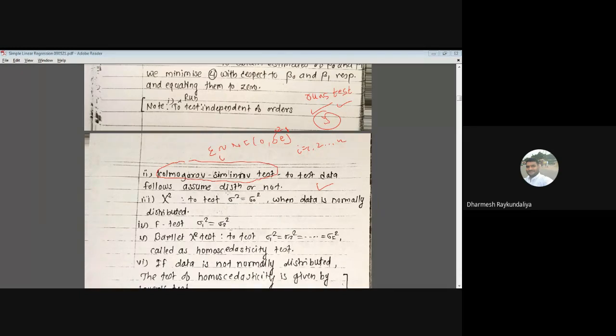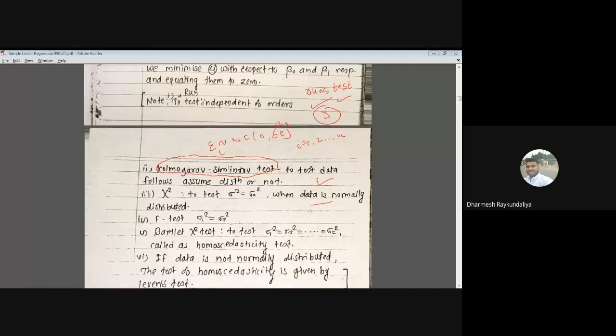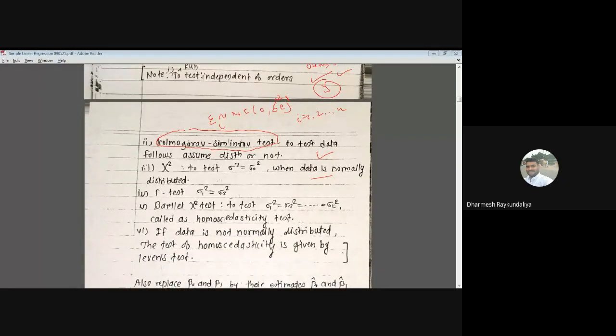One can also see whether the variance is constant or not. So the chi-square test can be used when the data is normally distributed. Sometimes, if you wish to check whether two variances are equal or not, you have to go for the F test. And if you wish to see whether the K variances are equal or not, one has to go for the Bartlett test of homoscedasticity. But this is not right now required in regression.